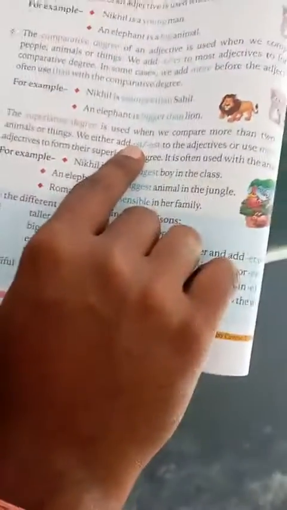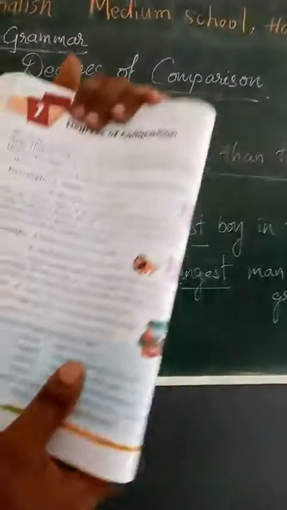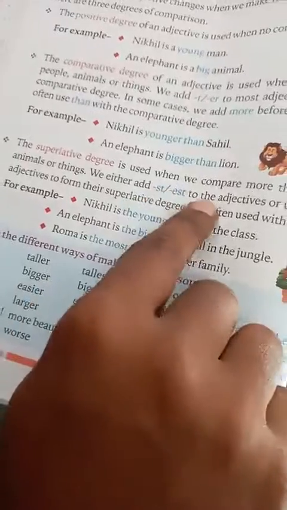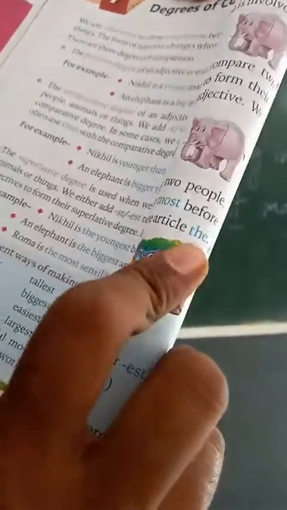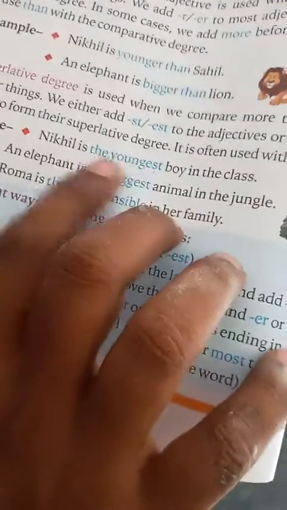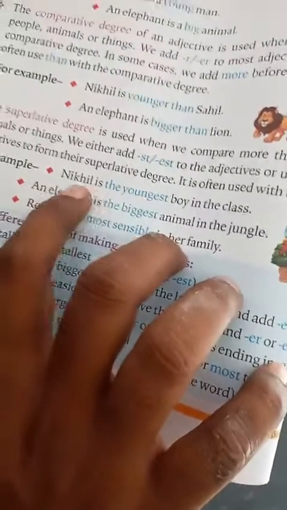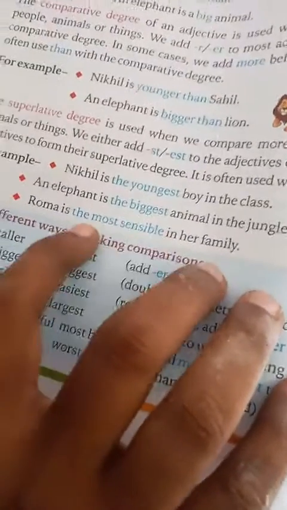In the superlative degree, taller becomes tallest. We add EST or ST to the adjectives, or use most before the adjectives, to form their superlative degree. It is often used with the article the. It is important: the article the should be used in the superlative degree. We cannot say just youngest. We have to say the youngest, the biggest, the most sensible. See, the should be used.